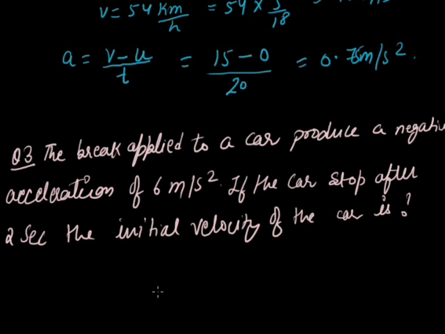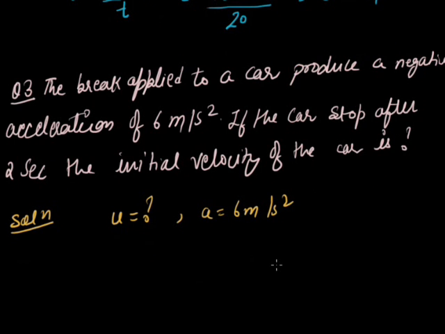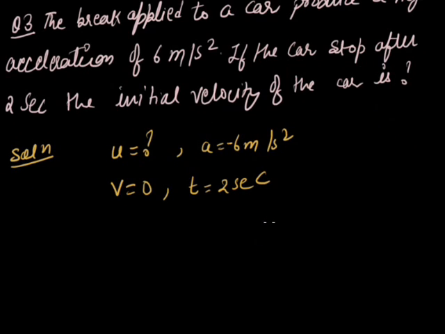Pehle uski speed kya thi? It is moving with some velocity at the starting, so that will be u, which we don't know. The second thing given in the problem is the acceleration of 6 meter per second square, and the final velocity when the car is stopped, v, will become 0 because after the brake is applied it will stop. So the final velocity is 0 and the time taken is 2 seconds. One more thing: the acceleration here will be minus 6 because it is the condition of retardation.